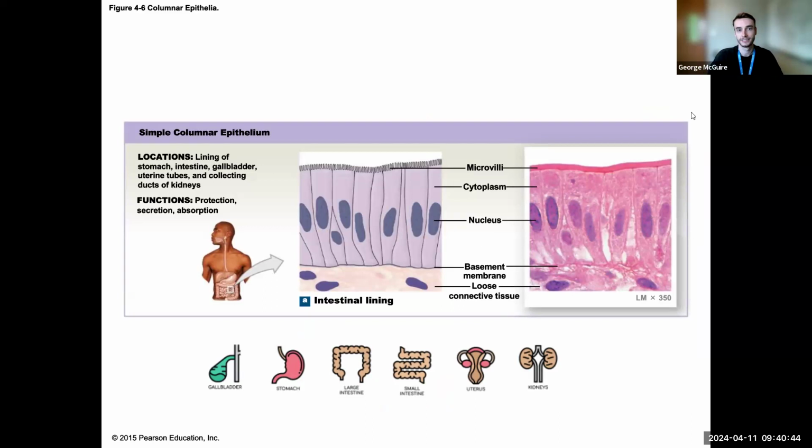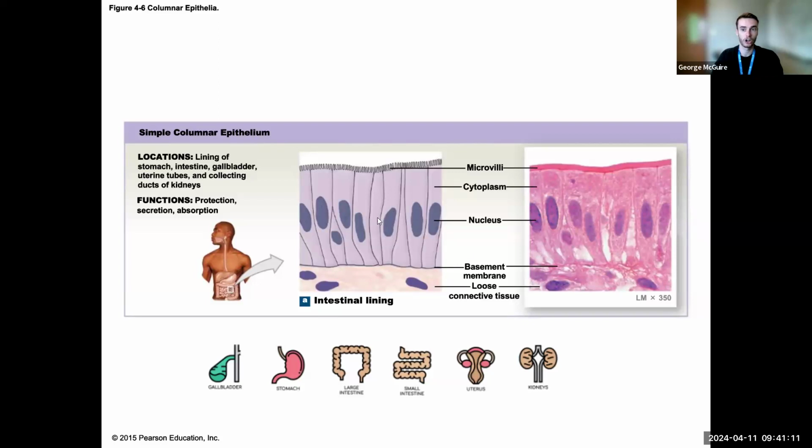So our next cell type or cell shape within epithelia are columnar epithelia. Columnar epithelia form a column-looking shape. So they would be longer on two of their surfaces compared to the other two. Typically the apical and basal surfaces are going to be short, whereas the lateral surfaces will be long, like what you see here. And so in simple columnar epithelia, we just have one layer.